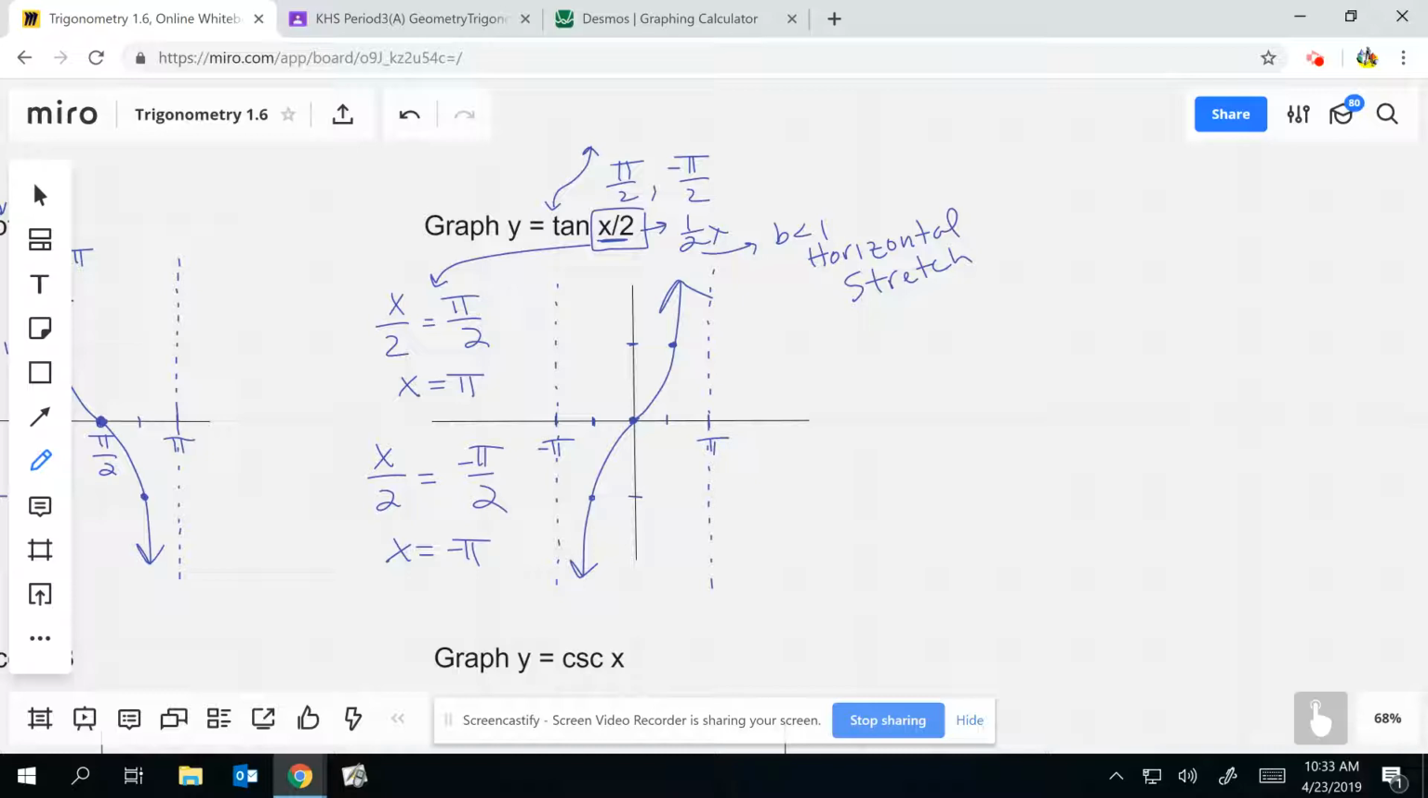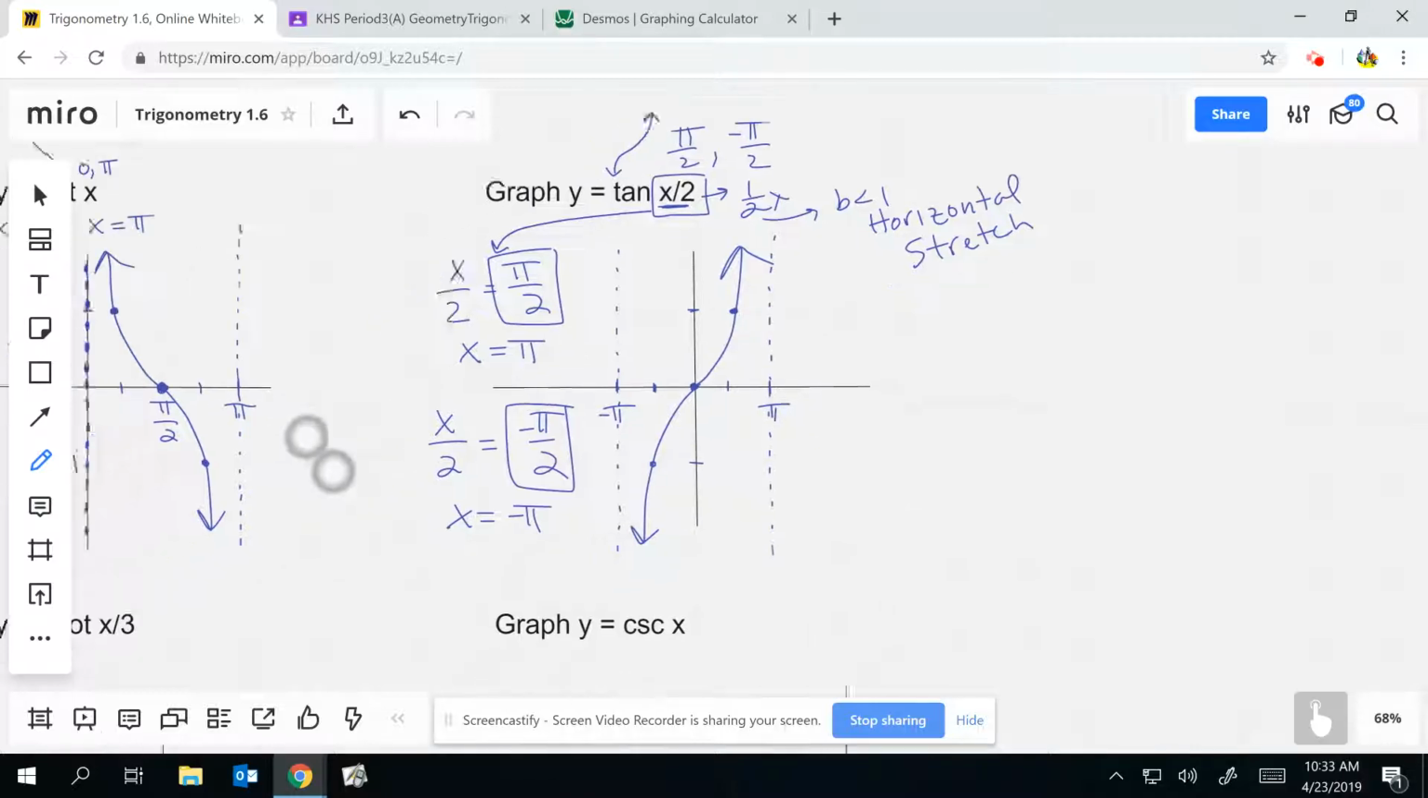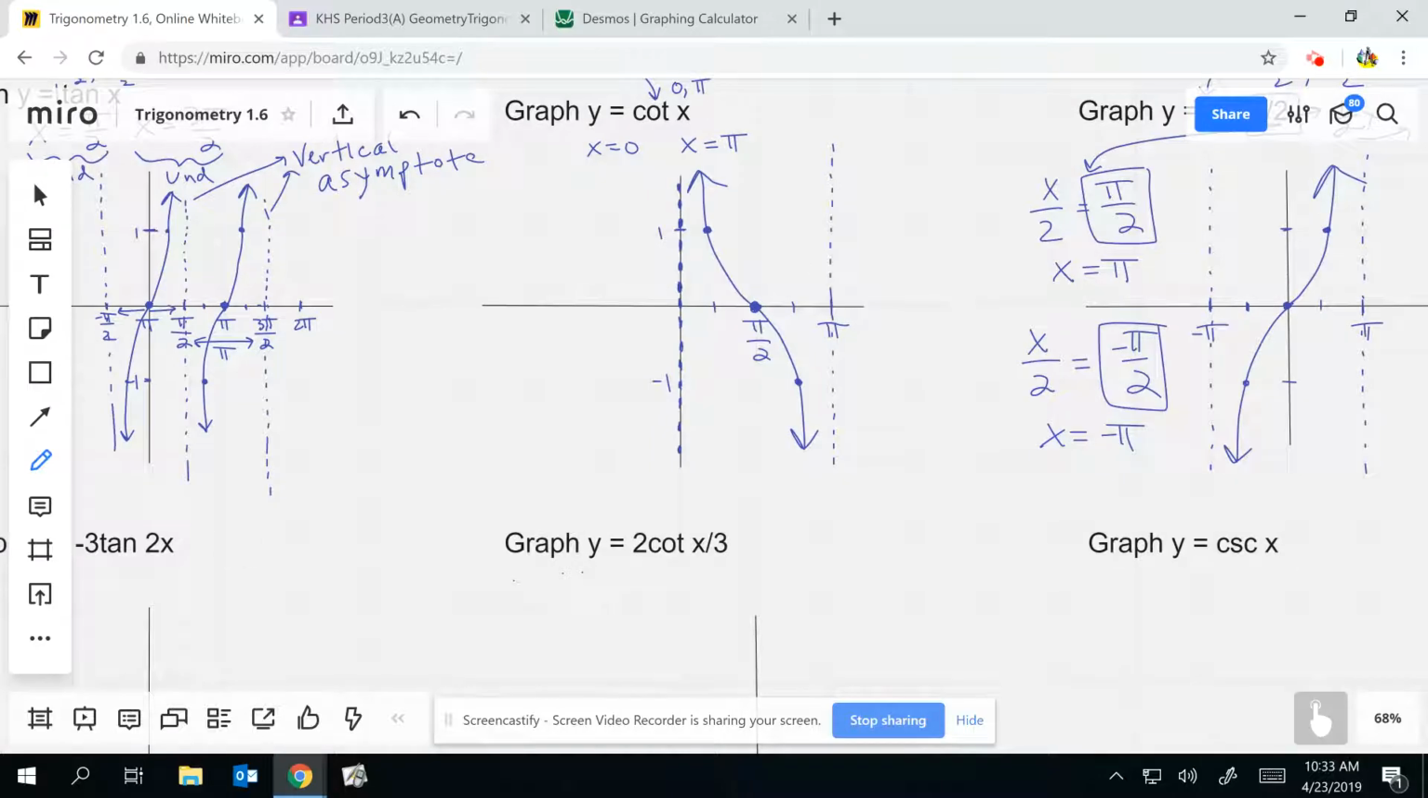And you'll have it. So you got to find where your dotted lines are. And for tangent, you're always going to make it equal pi/2 and -pi/2 because they want you to stay in the middle of the graph. So whatever is with x, put it equal to pi/2, put it equal to -pi/2 so you can find out where those dotted lines would be. And then you're either stretching it or shrinking it depending on what's in front of your x.